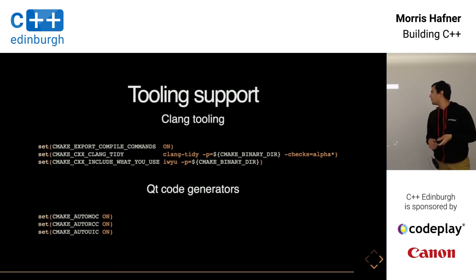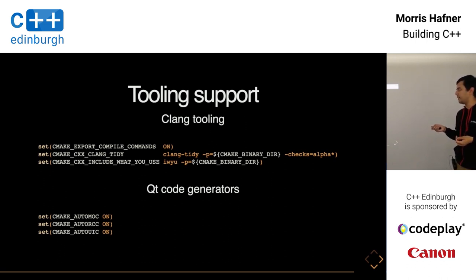Okay. So just a rush through of tooling support that's already in there. If you want to use clang-tidy or something like include-what-you-use, you can usually do something like this. You set CMake export compile commands, which exports a JSON file containing all the compiler invocations, the warning flags, the include directories, and all the other compile options. And then a tool like clang-tidy can read this JSON file with a -p flag, and then can enable all the checks you want.